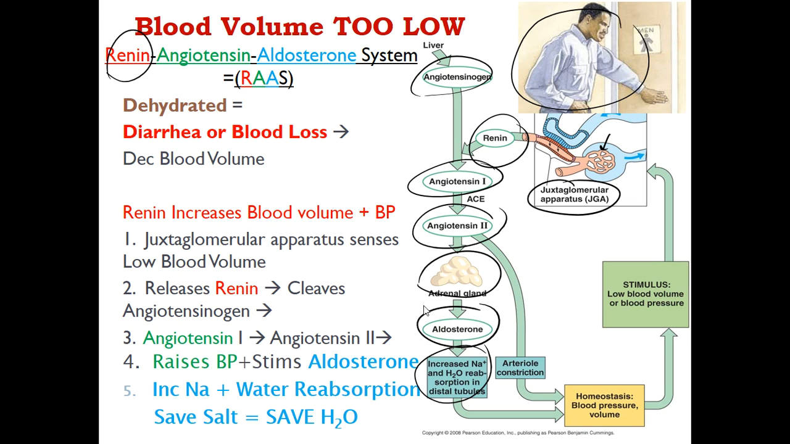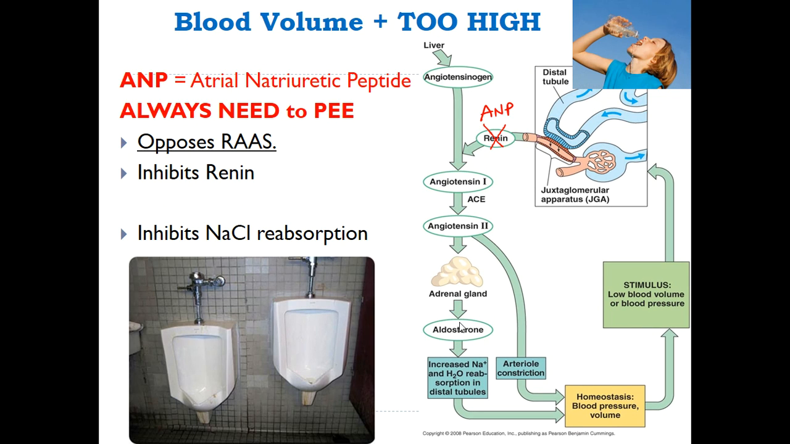So the biggest thing we should notice is renin and the RAS system is all about measuring how much blood flow you've got, and if blood flow drops, you don't have enough water, so it saves salt to save water. Now, this is different than ANP. ANP works against that, counters it.